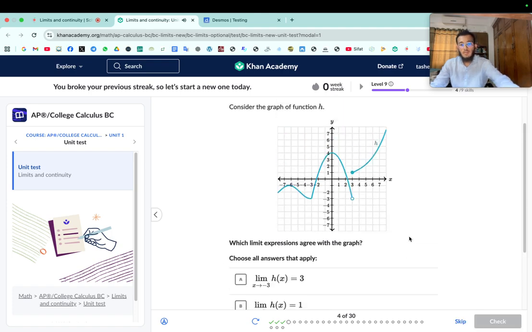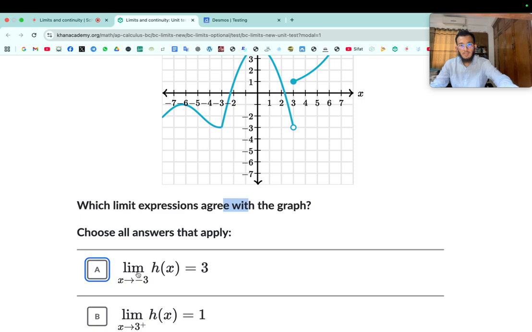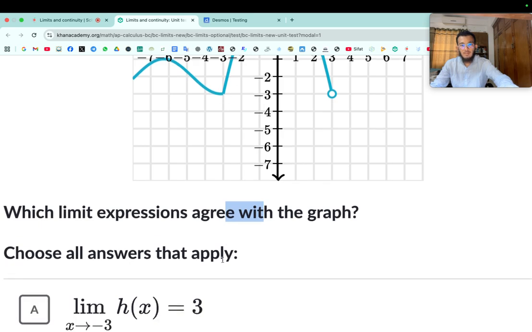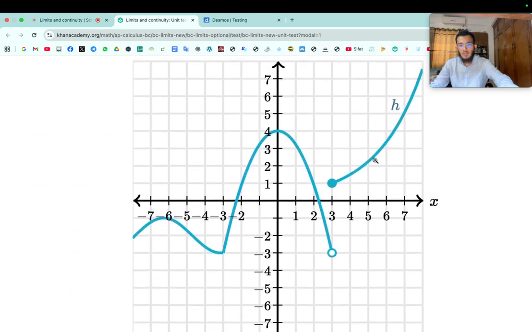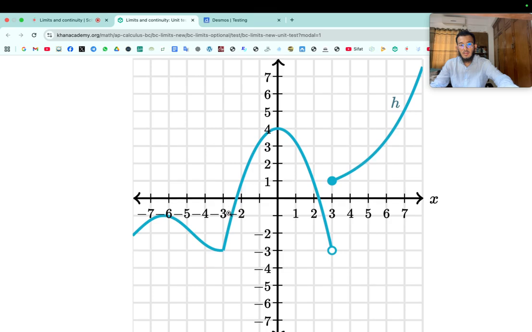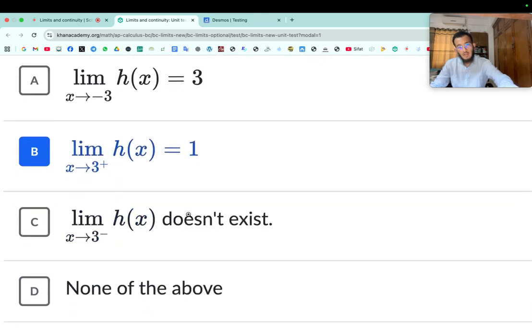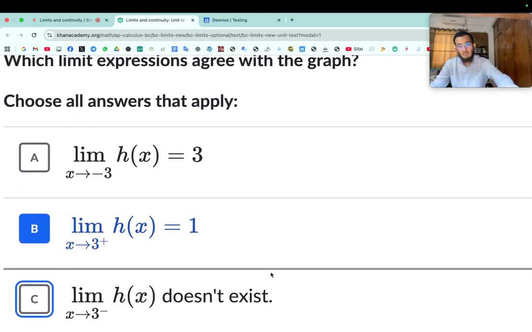Consider the graph of function g; which limit expressions agree with the graph? Okay. Limit of h as x tends to negative 3 is positive 3. As you can see here, if we go to x equals negative 3, we have negative 3 and it shows positive 3. It's not true. But if we go to x equals 3 from the positive side, from the right side, we have 1. This is correct. And as we approach x equals 3 from the negative side, we get a value of negative 3. But here it says it doesn't exist.